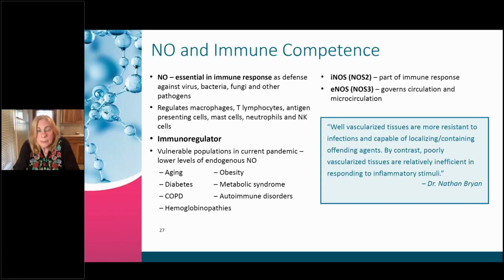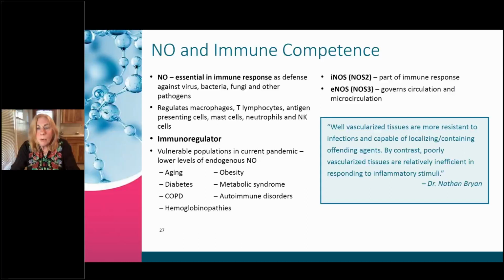nitric oxide levels. And there's actually a lot of studies showing that this increased EMF increases our susceptibility to this viral infection. But aging, obesity, the two main comorbid conditions, depleted nitric oxide. Diabetes, metabolic syndrome, COPD, autoimmune disorders, hemoglobinopathies, all depleted nitric oxide status. So you need functional iNOS, NOS2, inducible NOS. This is part of that immune response. And eNOS, endothelial NOS, NOS3, which governs circulation and microcirculation.